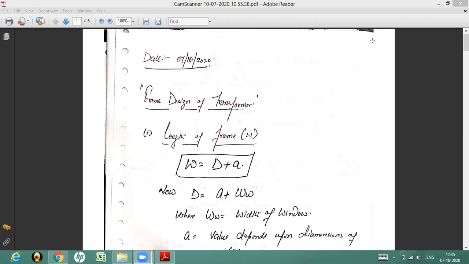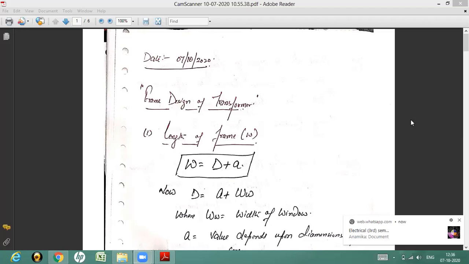After completing the magnetic frame design, or the overall dimensions, we started the design of the winding. In winding design, we covered the number of turns on the low voltage side and on the high voltage side, and how these turns can be calculated. After that, we calculated the current on the low voltage side and the current on the high voltage side, and also the area of the low voltage winding and the area of the high voltage winding.